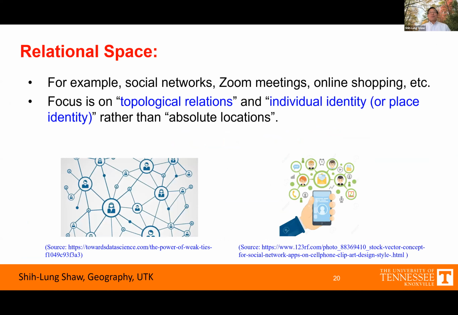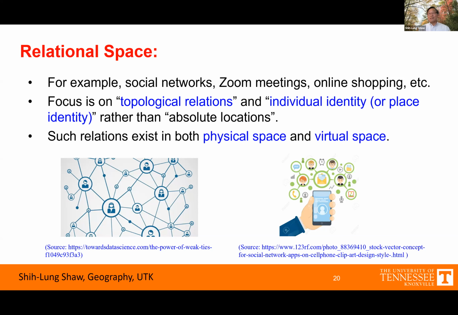Many of us have been working on online social media and social network data. Many of us have also been doing online shopping, especially during the pandemic. Now we are all connected through Zoom. These are all examples of relational space. In a relational space, the focus is on topological relations and the individual identity or place identity rather than absolute locations. And these relations can exist either in physical space or virtual space, like our social networks.